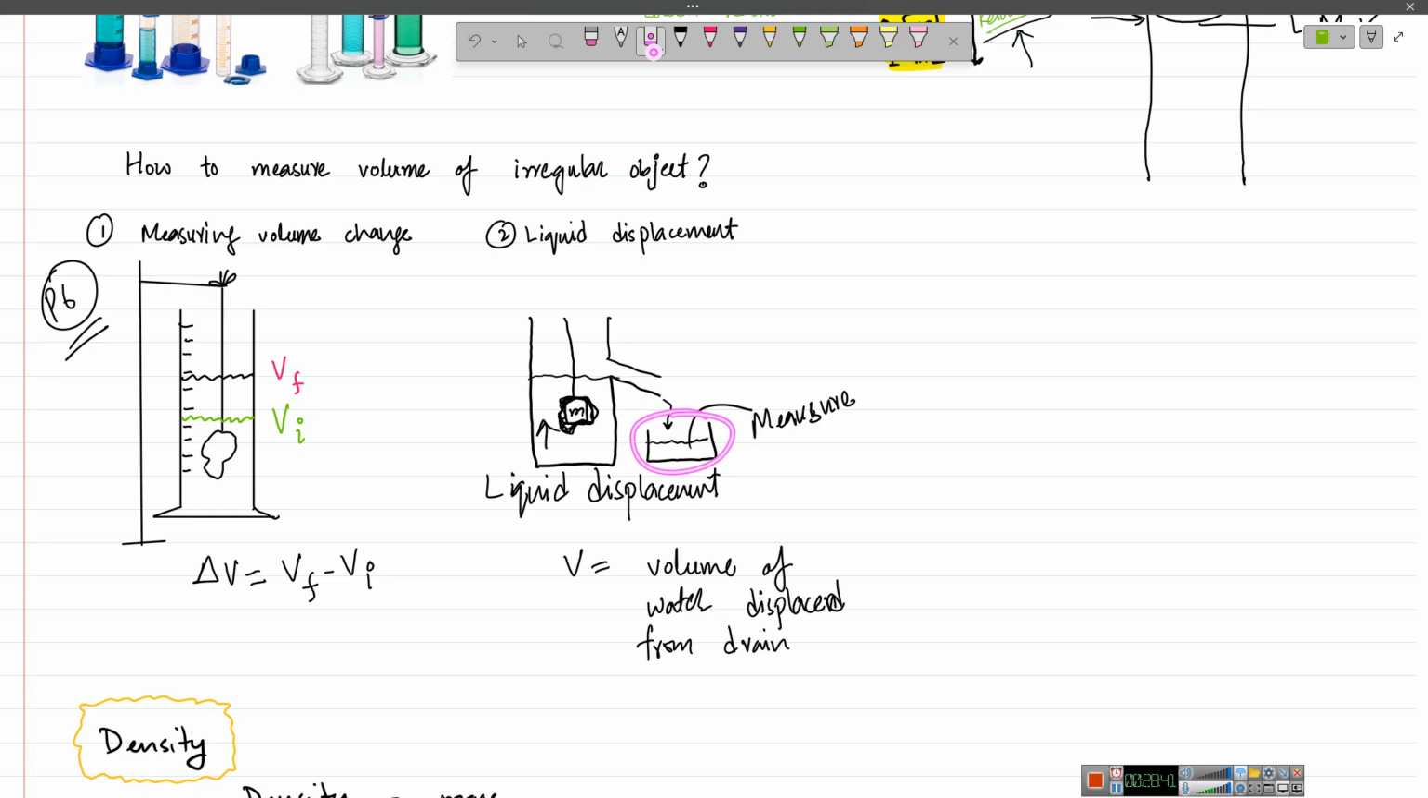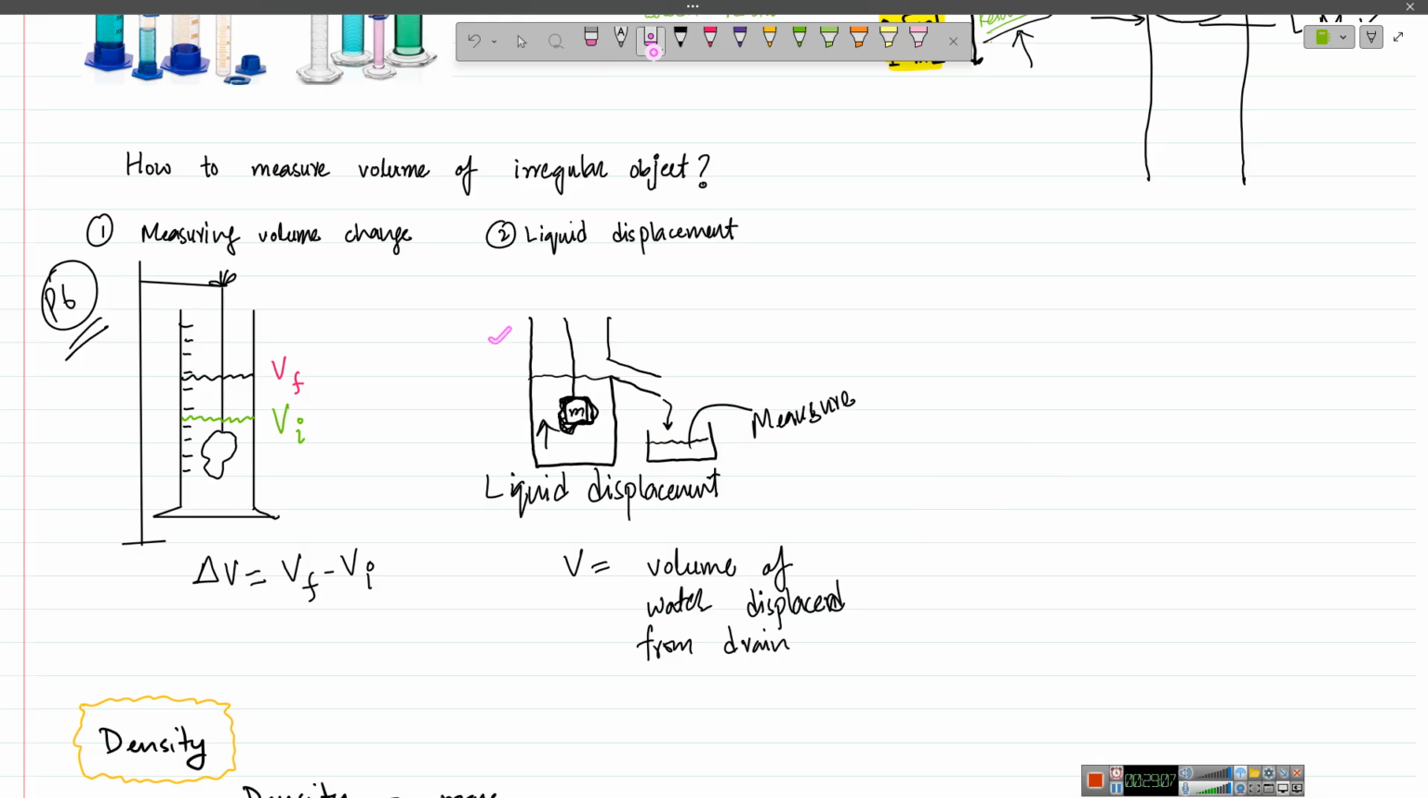We collect the water in the beaker and measure it using a high accuracy or high precision measuring cylinder, depending upon how much volume we collected, right? If it's a small volume, we can use a 10 centimeter cube. If it's a large volume, we can use a 100 centimeter cube. And if it is even greater than that, we can use a 500 centimeter cube or 1 liter measuring cylinder, whatever the amount of water gets displaced.